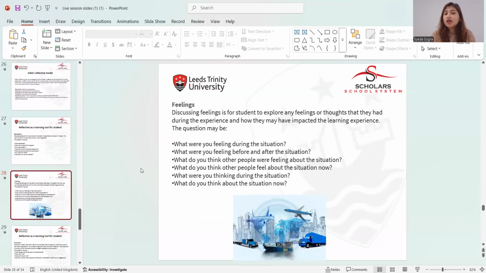Then we have feelings. So in discussing feelings, students explore any feelings or thoughts that they had during the experience and how they may have impacted the learning experience. So the question is, what were you feeling during that situation? What were you feeling before and after the situation? You compare. What do you think other people were feeling about the situation? What do you think they were doing during that situation? And what were you thinking during that situation? And what do you think about the situation now?